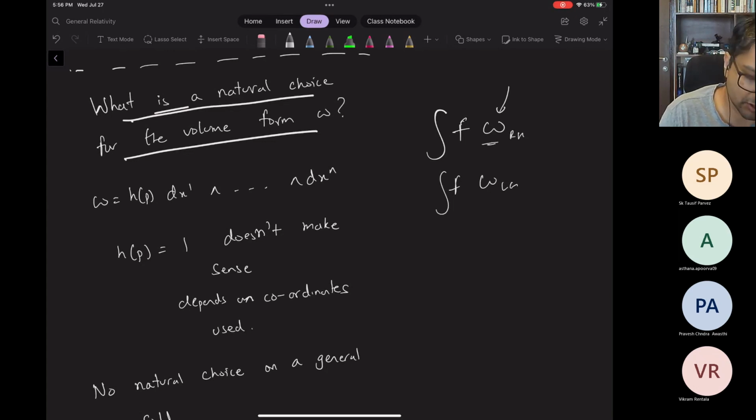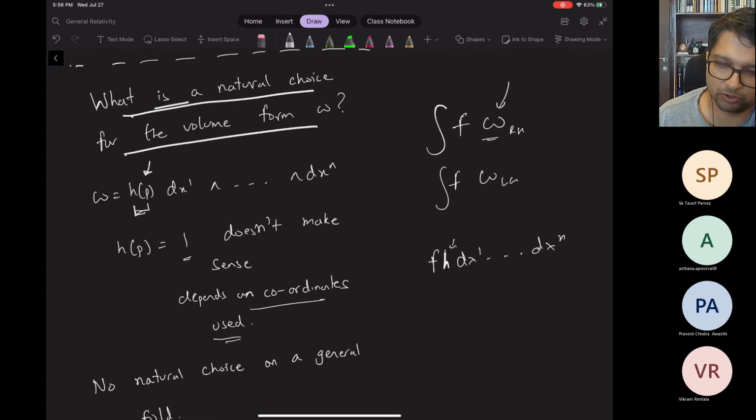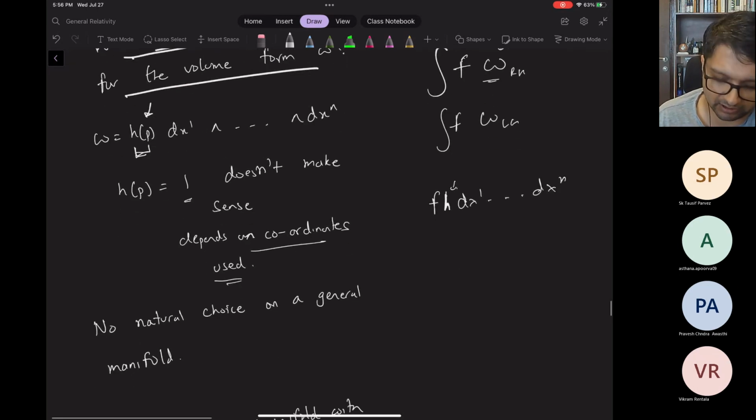So you might expect a natural choice is, why don't I choose this h of p to be 1? Then my integration is just f times dx1 through dxn. Why do I worry about this h at all? But this depends on the coordinates that we use. In one coordinate system it might be 1, but in another coordinate system this coefficient will not be 1. So choosing it to be 1 doesn't really make sense. There's no preference for choosing it to be 1. In a particular coordinate system you can choose it to be 1, and that's a perfectly valid choice, but it may not be valid in general.